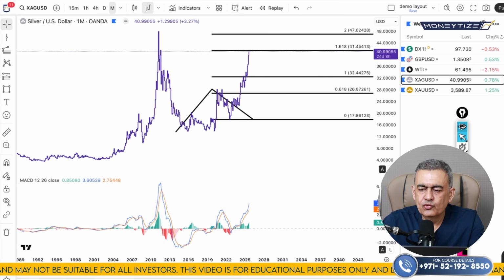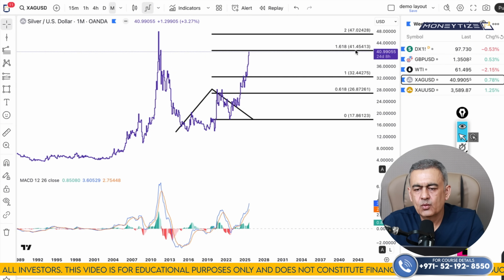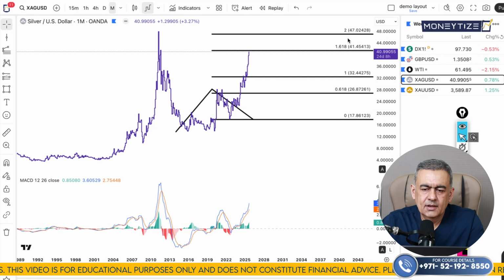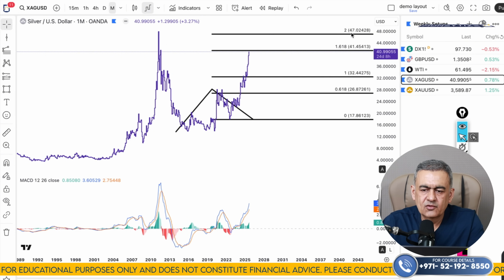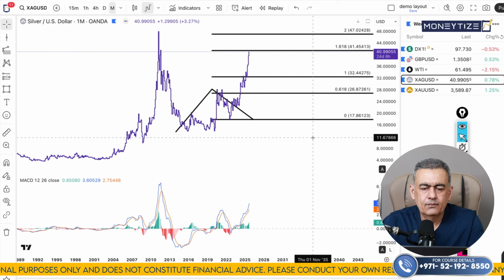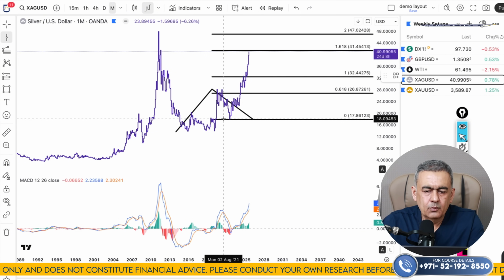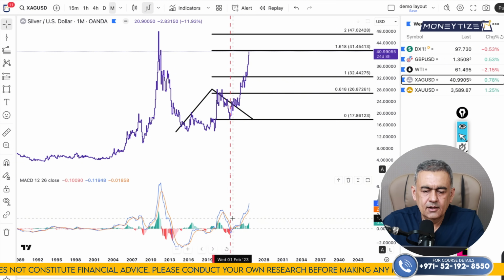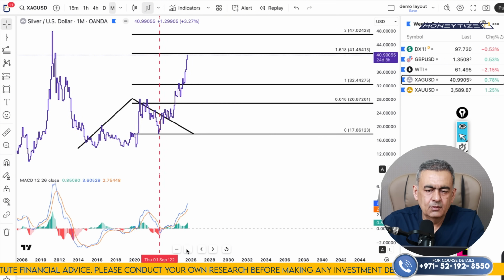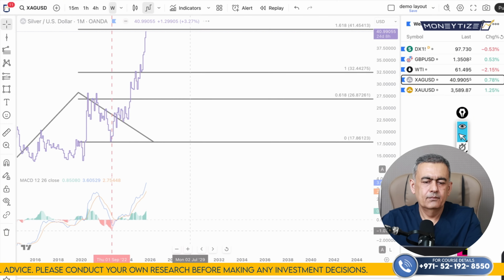So we are very close to extension level 1.618, that is price level of $41.45. And once it gets breached, then the next target would be $47 for silver. I need to bring my vertical line on point C and look for the next cycle. We do not have next cycle visible on the monthly frame, so I'm moving down to weekly here.